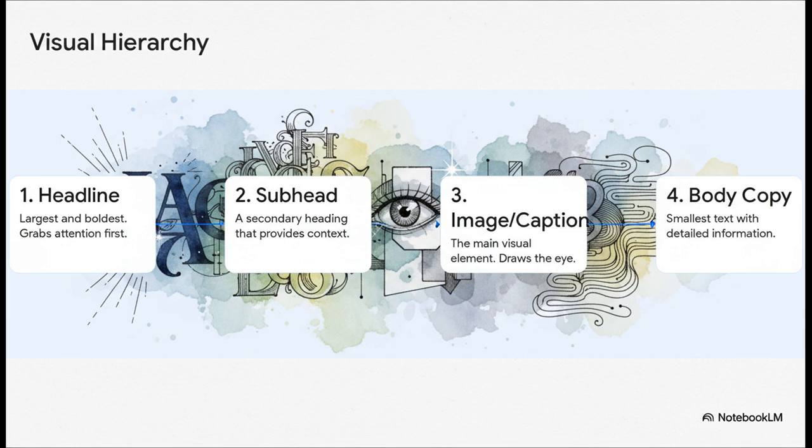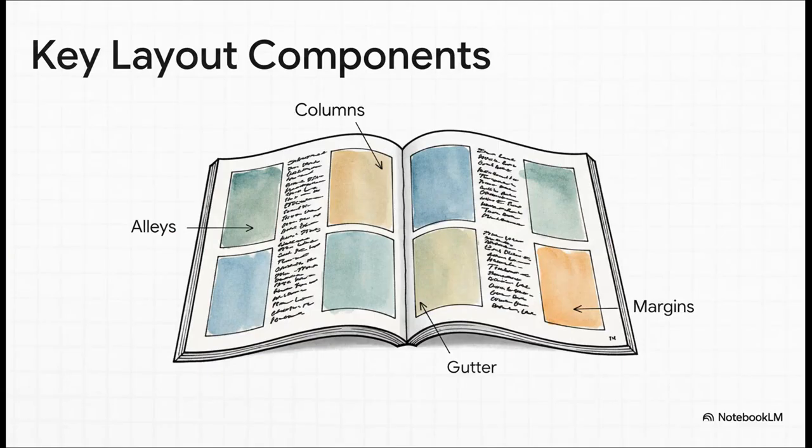Now, within that grid, designers create a path for your eyes to follow. It's called visual hierarchy. They control what you see first, second, and third by playing with size, weight, and where they place things. The big, bold headline basically shouts for your attention. The subhead gives you some context. The image draws your eye in, and then only when you're ready for the details do you get to the smaller body text.